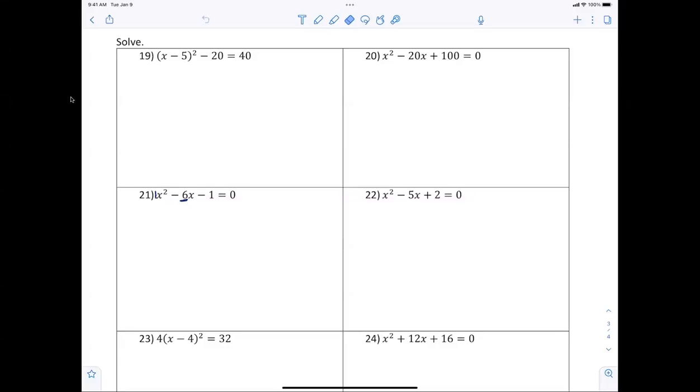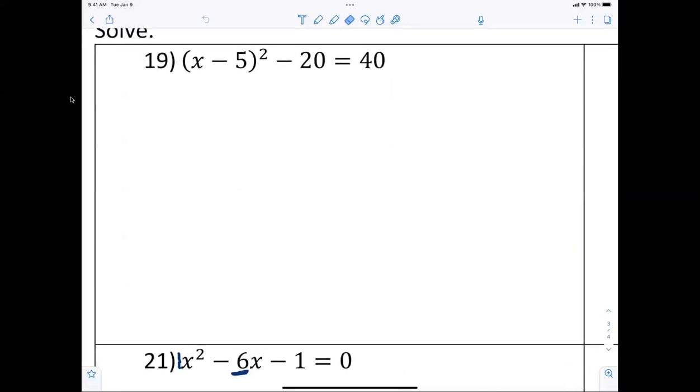Okay, so now everybody should recognize on number 19, there is a single square term. All right, so you can solve it by taking the square roots. So we want to add 20 to both sides. So we ended up with x minus 5 squared equals 60. Anybody have any issues with that?